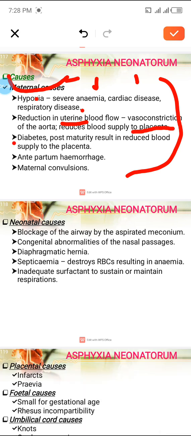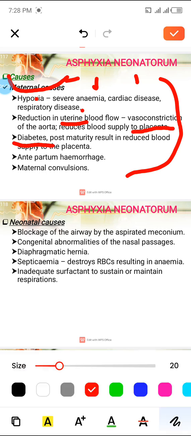Other causes would be diabetes mellitus. We know what diabetes mellitus does. Say, for example, in post-maturity, it will result in a reduction of blood supply to the placenta. If the placenta is lacking enough blood, it will not have adequate oxygen to supply to the baby or the neonate. So the baby is born lacking oxygen and will have asphyxia.